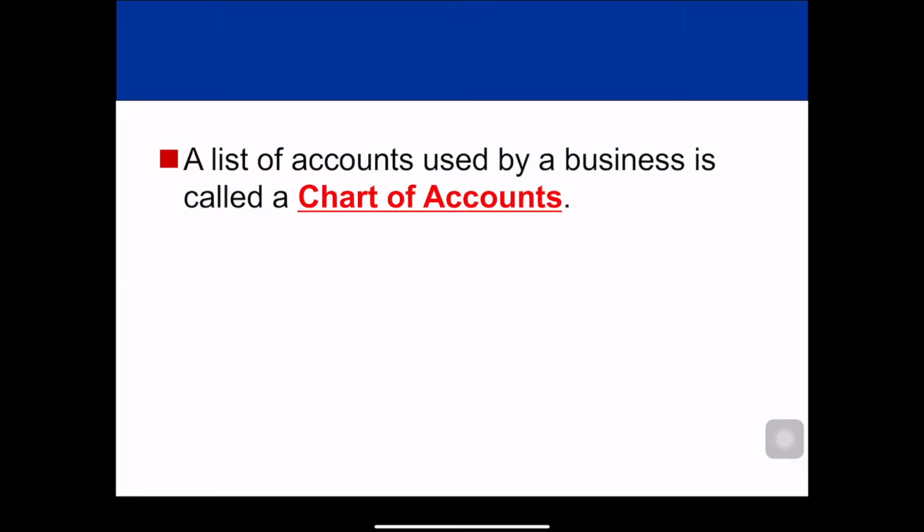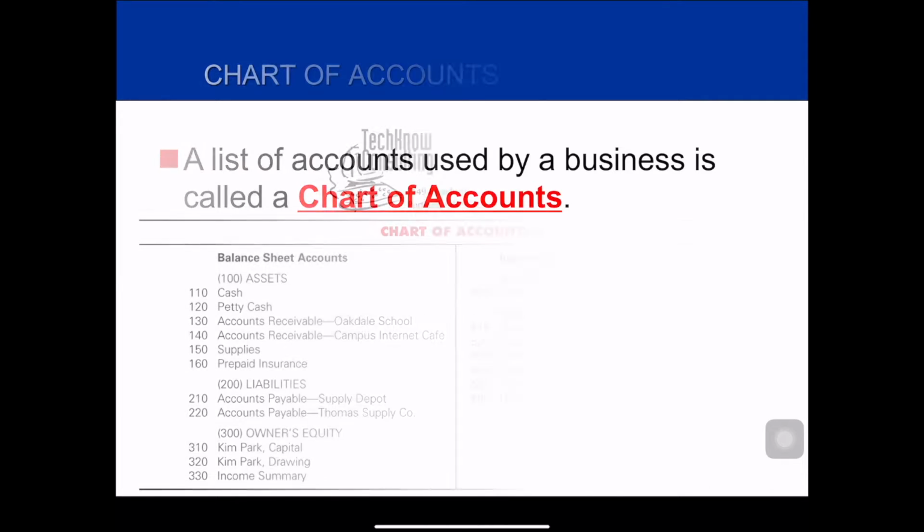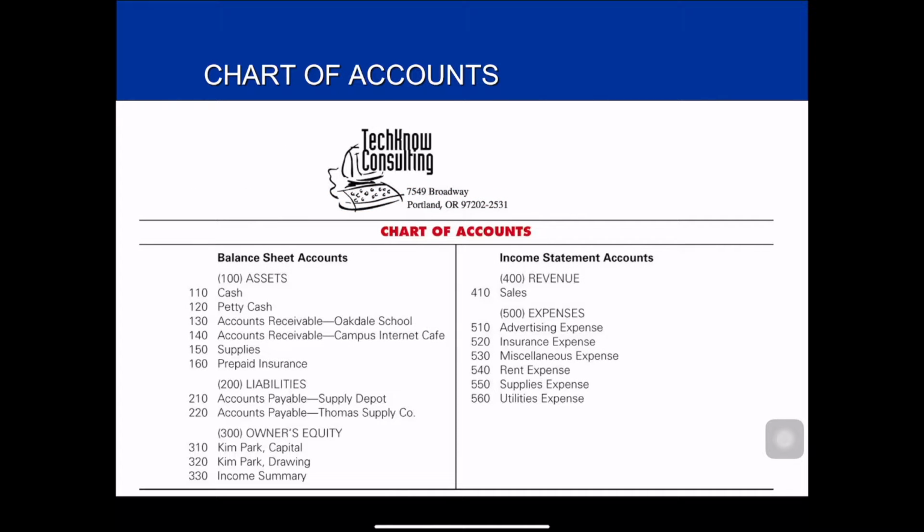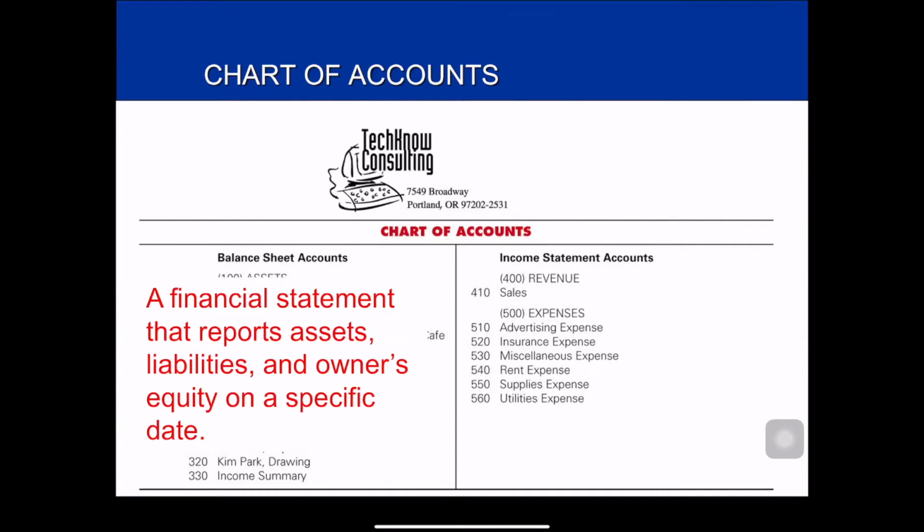A list of accounts used by a business is called a chart of accounts, and this is what our chart of accounts looks like. And we've seen this before. On the left side, you have financial statements that report assets, liabilities, and owner's equity on a specific date. These are called your balance sheet accounts. And you can see by the title up here, balance sheet accounts, and they are going to be recording your assets, your liabilities, and your owner's equity on the left side of our chart of accounts.